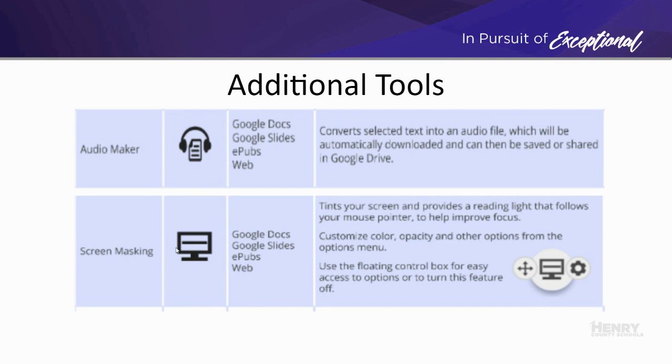Screen masking is a feature that tints part of the screen and provides a reading light that will just follow as you move your mouse. And so some of the screen would be faded out or covered, and you would just see a portion of the screen. This can be beneficial to students that maybe are easily distracted and don't want to see a lot of information at one time. They could reduce the amount of information they're seeing, and then they just scroll down and it illuminates different parts of the screen.